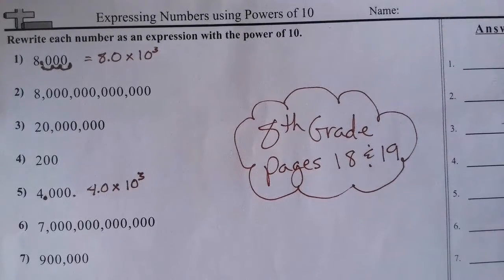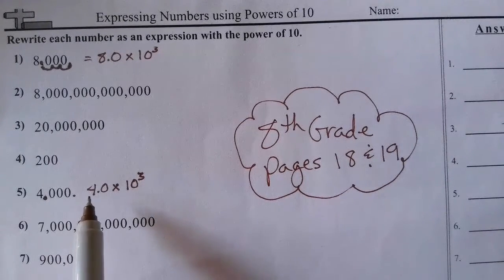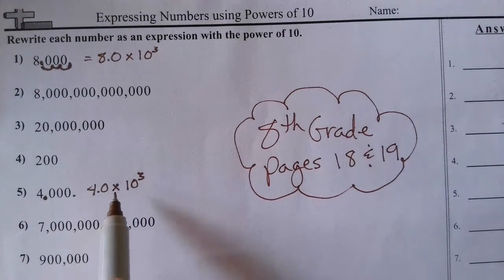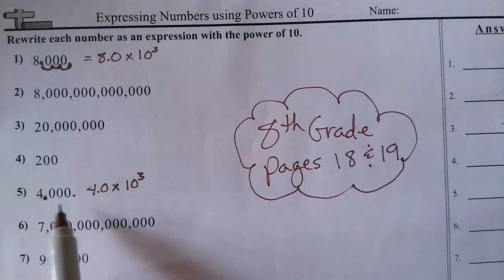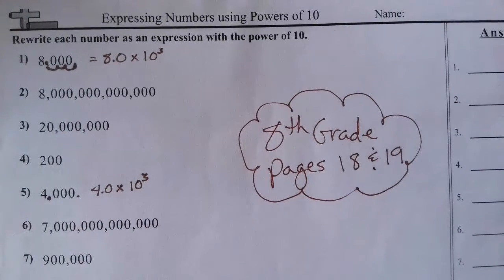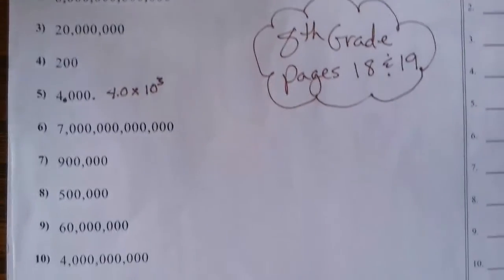Proper scientific notation, because we only have one digit to the left. A digit is just another word for a number. One digit to the left that is between 0 and no greater than 10, and then we're multiplying it times 10 to the 3rd power because we moved that decimal point 3 places to the left.